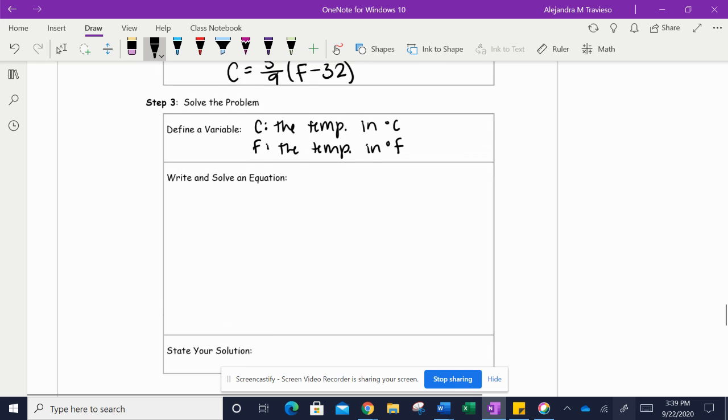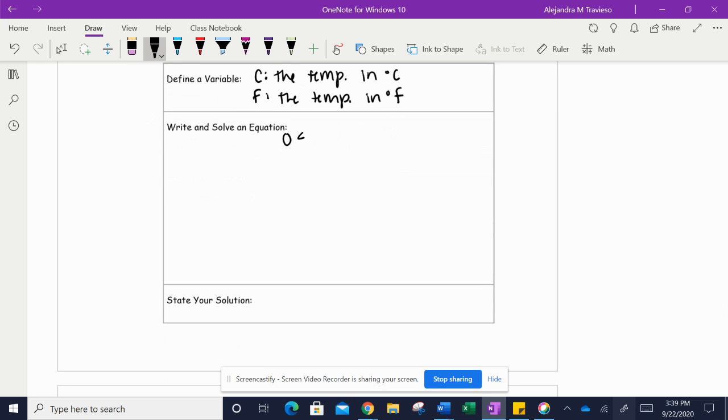So write and solve an equation. So we're going to start 0 is less than or equal to C, which is less than or equal to 35. Then we're going to plug in, so we have 0 less than or equal to 5 over 9 times F minus 32, which is less than or equal to 35. I'm going to multiply all of these by 9, so I can get rid of the bottom of this fraction. So we have 0 is less than or equal to 5 times F minus 32, which is less than or equal to 315.